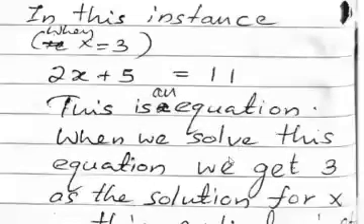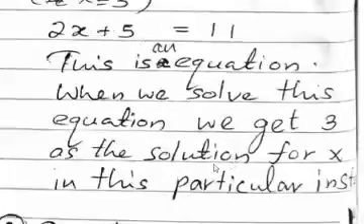When we solve this equation, we got 3 as the solution for x, in this particular instance only. If this value gets changed, then this x value again changes, right? Then the second way.